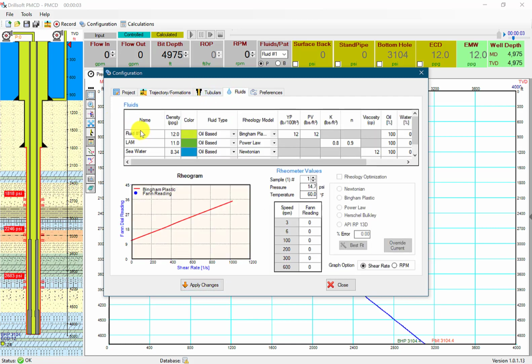And for fluids, we're using fluid 1, which is 12 pound per gallon oil-based mud. Our light annular mud is an 11 pound per gallon oil-based mud, and seawater is 8.34 pounds per gallon.